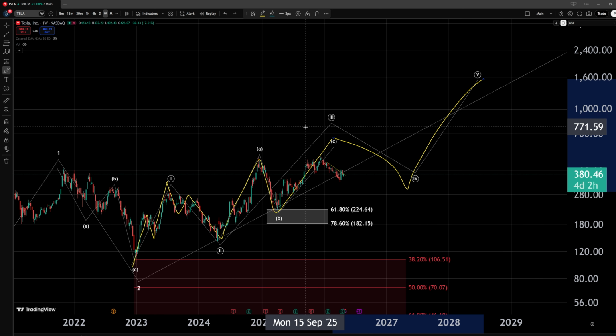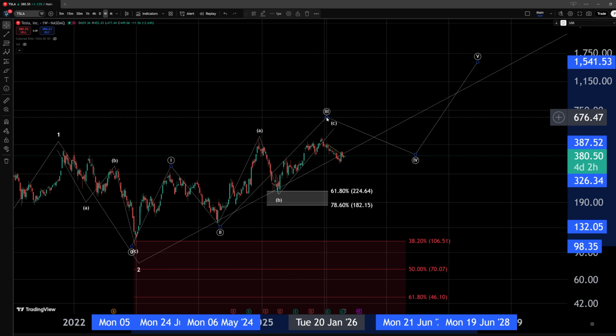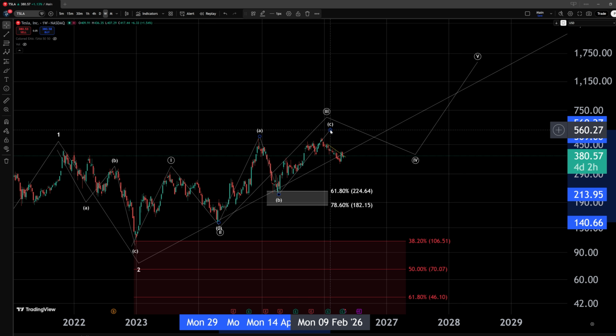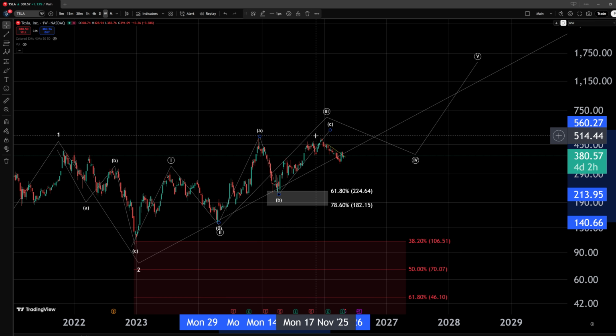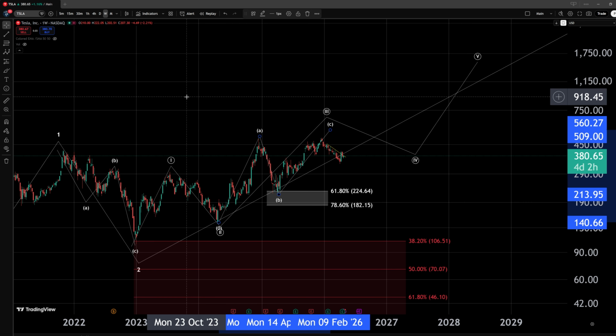So we expect continuation to new all-time highs, that much is clear, and we actually expect still continuation to higher prices within this wave 3 ideally, as this wave C does not seem complete to me. I actually would strongly prefer to see continuation to new all-time highs within this wave C.